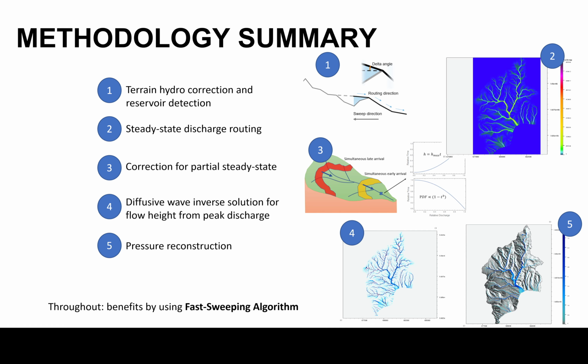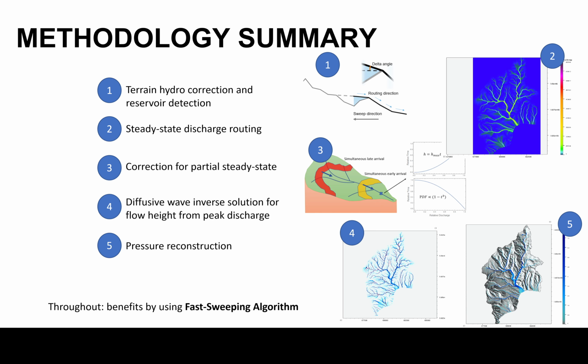There's some particular data correction and pre-processing that happens at the start. This is step number 1. Predominantly, we do a fast sweeping version of a hydrological terrain correction, where we deal with hydro-cutting, hydro-filling, and generally improving the terrain data. And a byproduct of this is that we can make a routing network. And in step 2, we use this routing network to generate a steady state flow network for the domain.